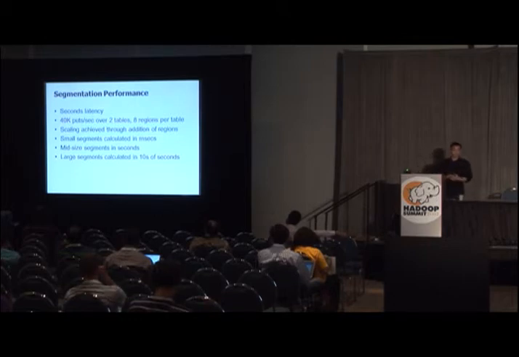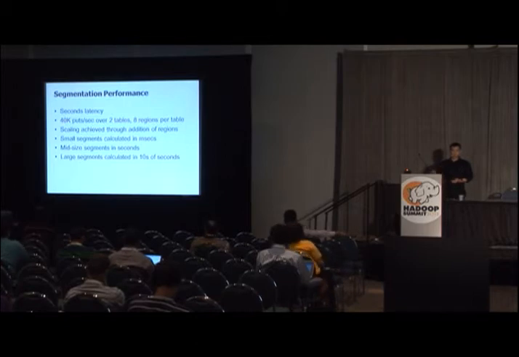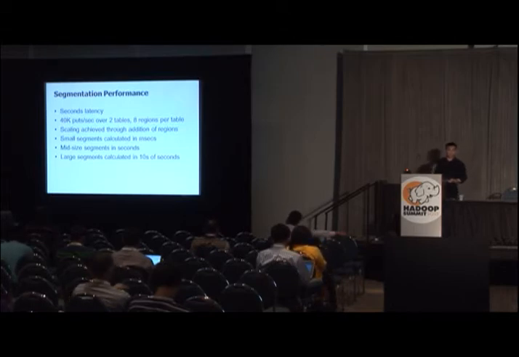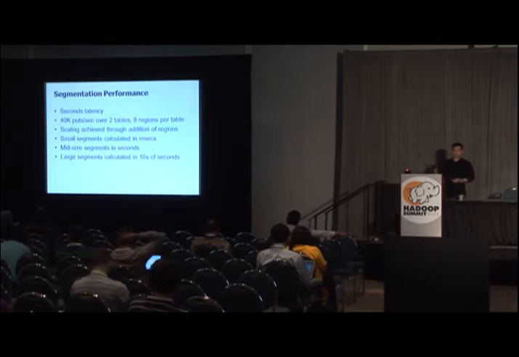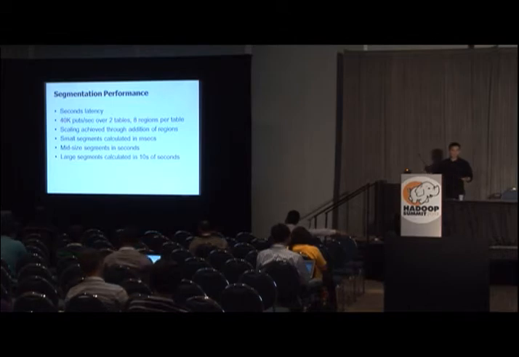With our setup, we can do 40,000 puts, each put is a behavior, over only two tables, eight regions, per second. And again, if you want to scale out, just add more regions. When a customer asks for a segment, for some small segments, the response time is in milliseconds. So anything in the 50,000 users range, milliseconds. Mid-size segments that have about a million users, we can do in seconds. And for really large segments, tens of millions, we can do that in tens of seconds.